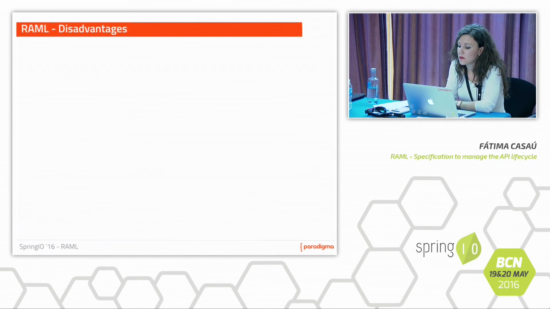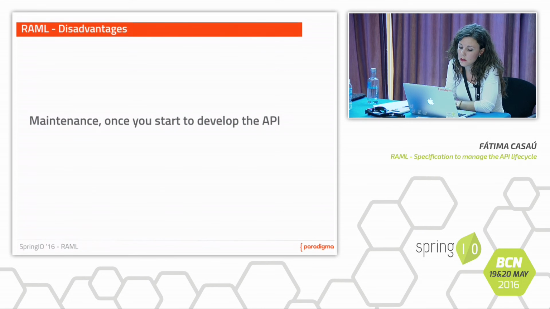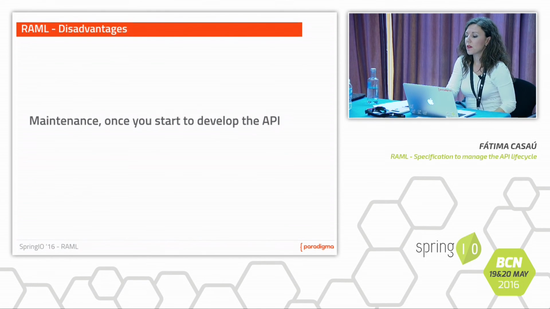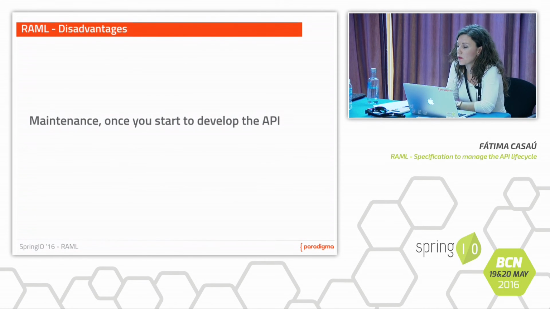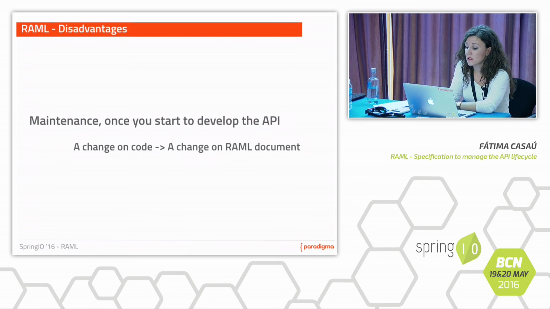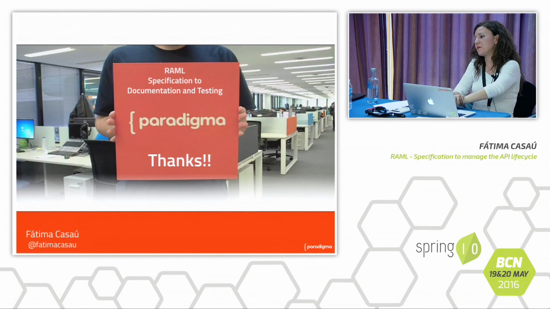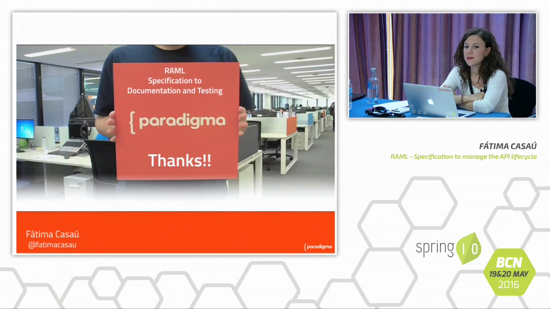But also, there are disadvantages. The main disadvantage is the maintenance because, for example, once you have the API implemented and you want to do some change, then also you have to change the RAML document. So it's difficult to maintain. And once at this point, you should use something like Spring Rest Docs or Swagger or something like that. That's all. It's very short. Thank you.